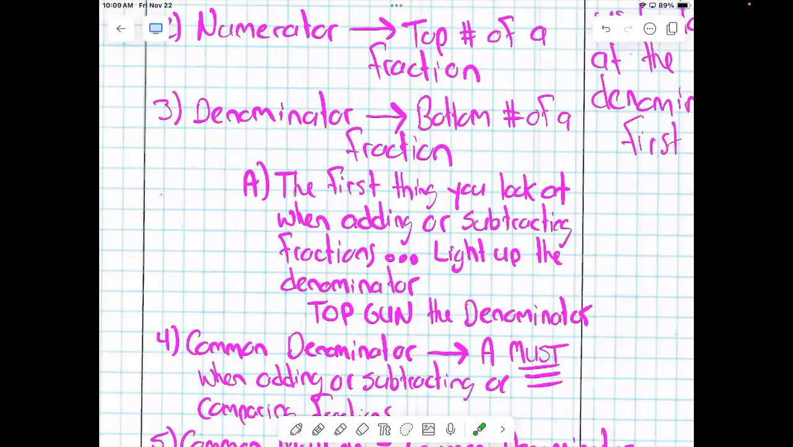And the way we make sure the denominators are the same is we light up the denominators. We look at the denominators first.